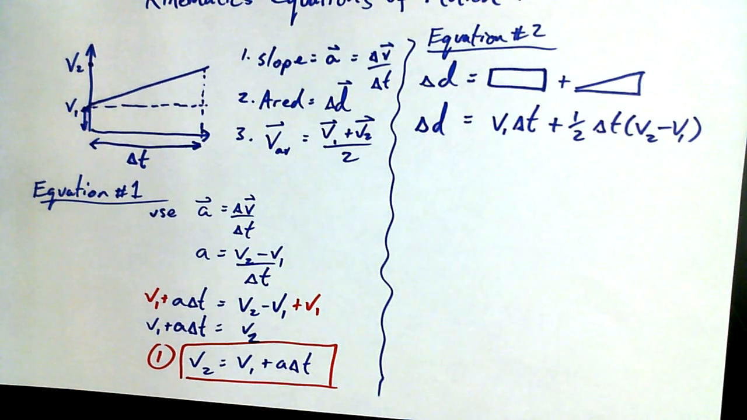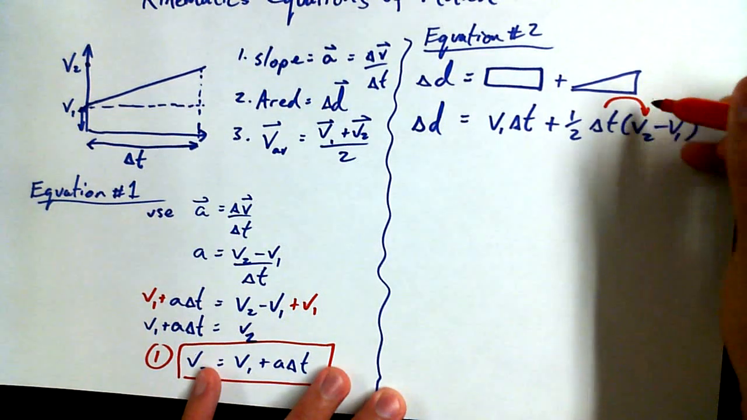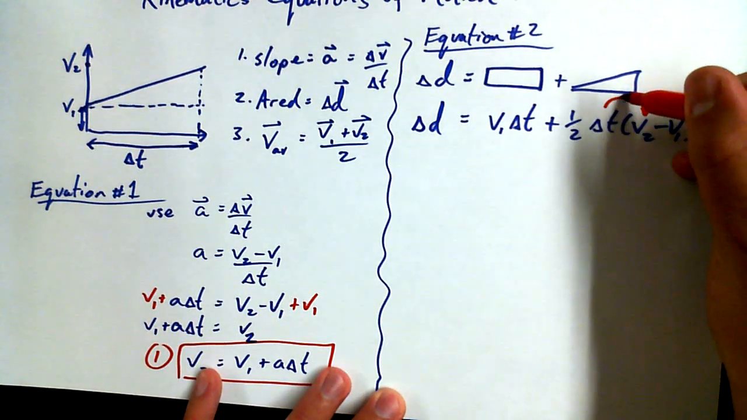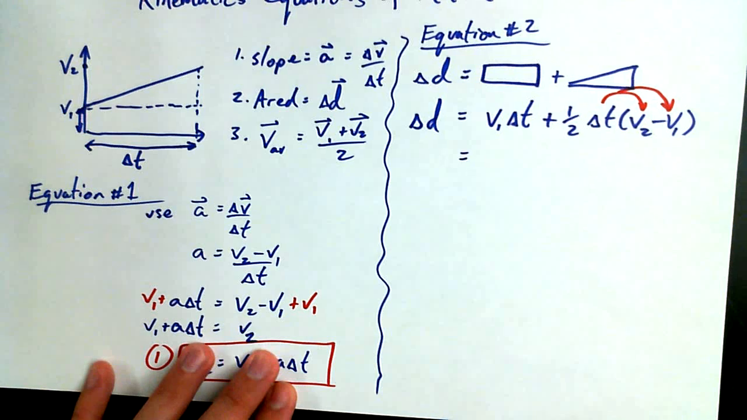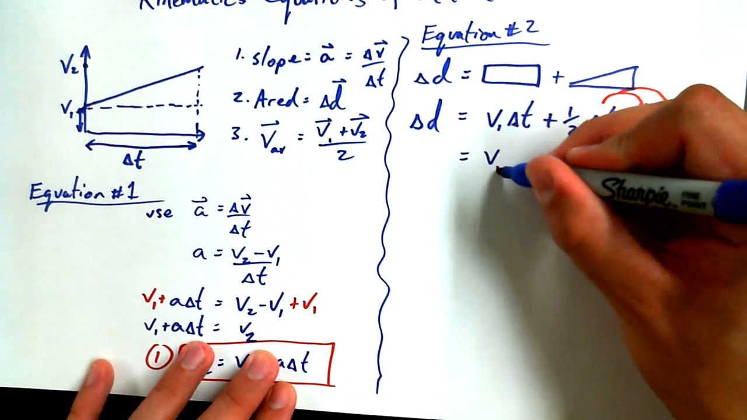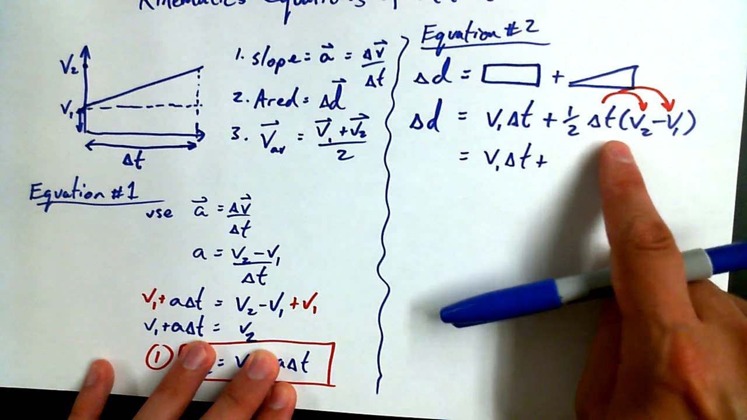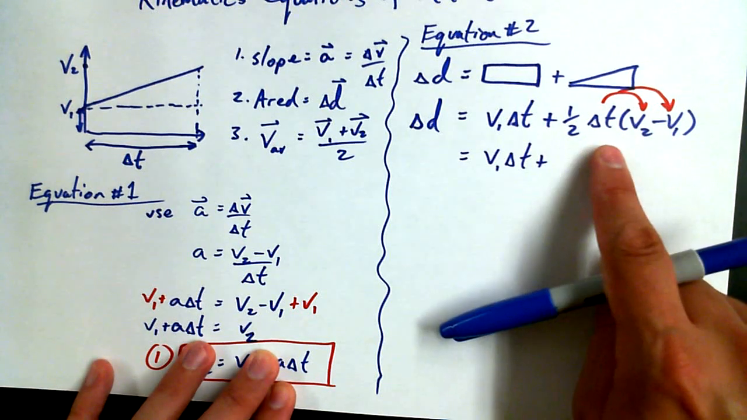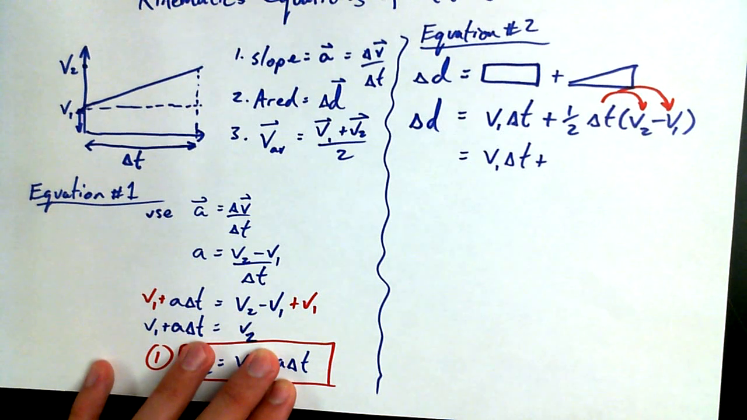Now I can go through and I can do a little bit of simplifying here. I can multiply through the brackets, and we know how to do that. 1/2 delta t times V2 minus 1/2 delta t times V1, but I want to write it in a particular order. So I'll write V1 delta t plus 1/2, instead of delta t V2, I'm going to say 1/2 V2 delta t. Because you know the order of multiplication isn't particularly important.